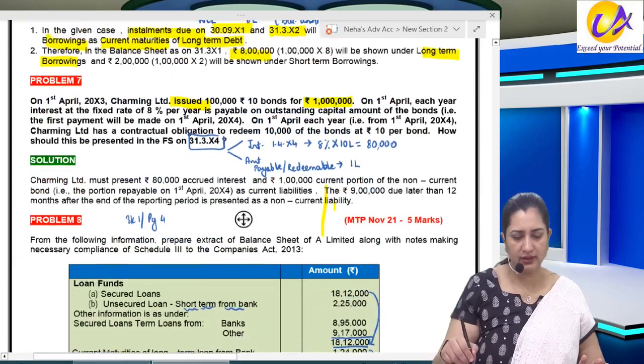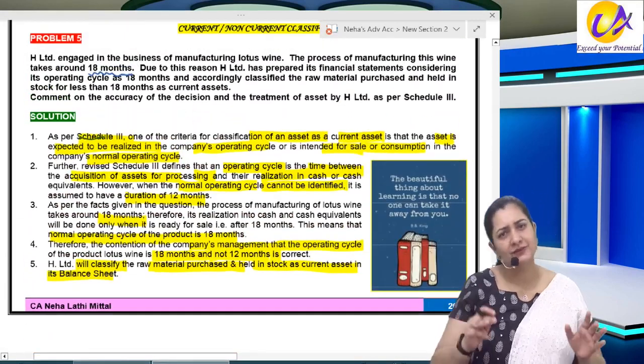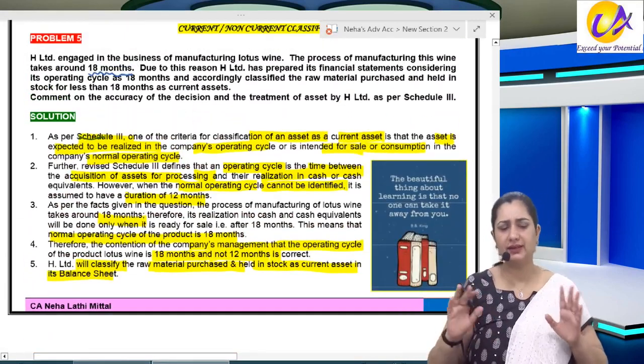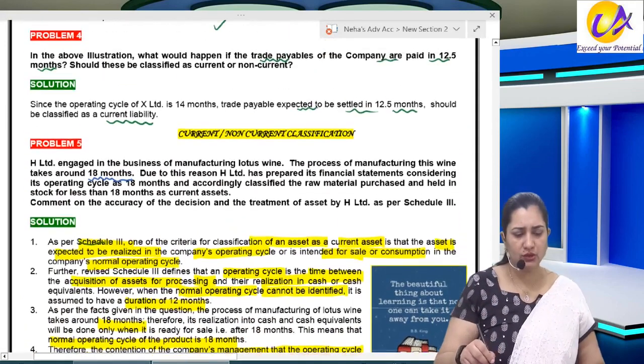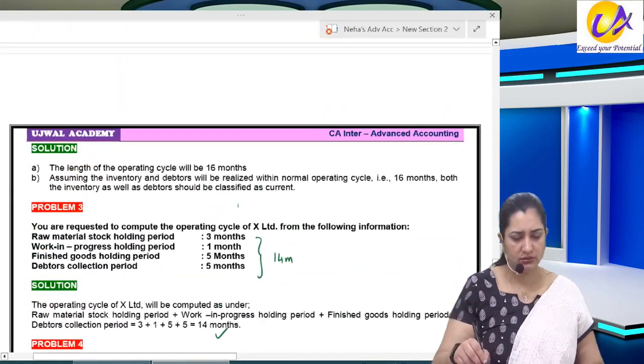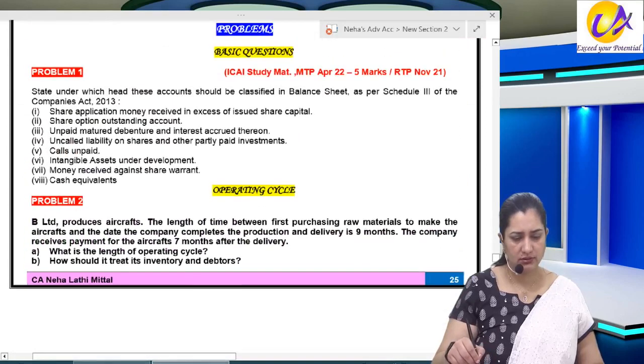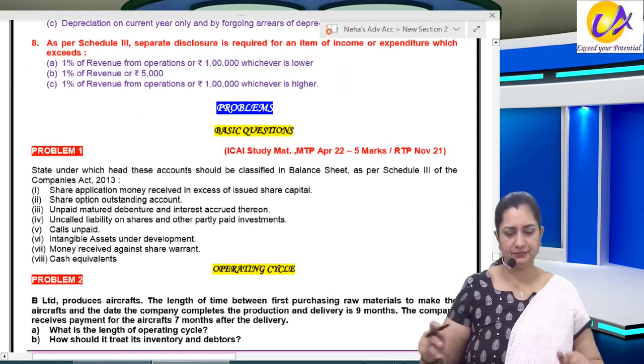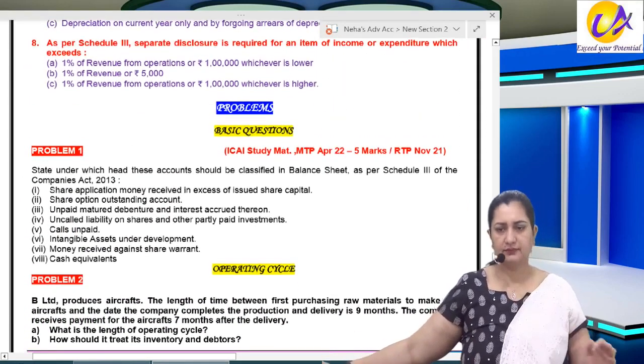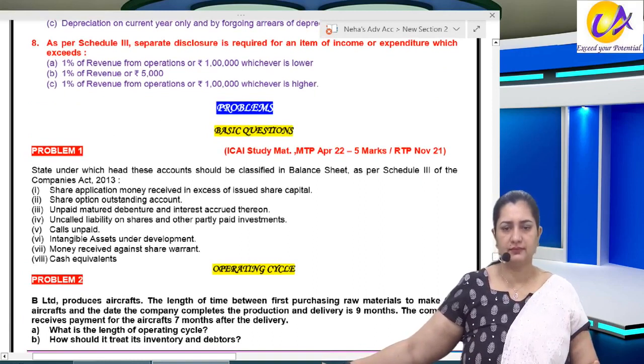So current, non-current, we have understood. We have some advanced questions in this also, but a little later we will do that. We are finished with the operating cycle also now. So now let us go further.